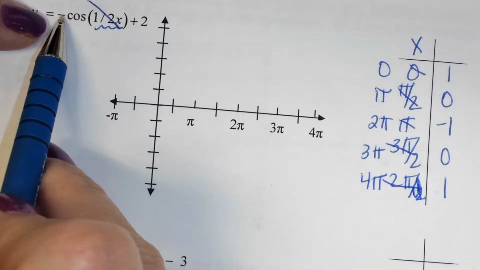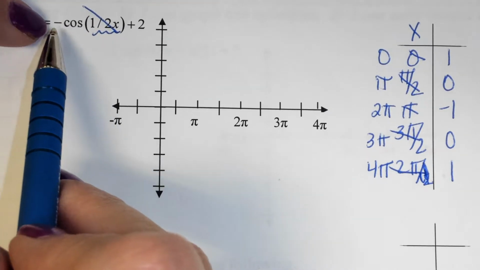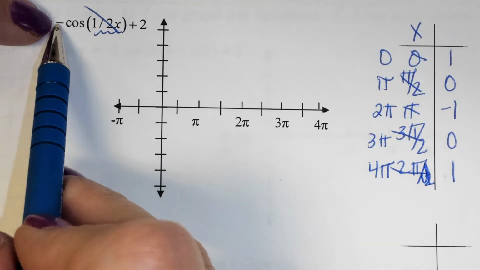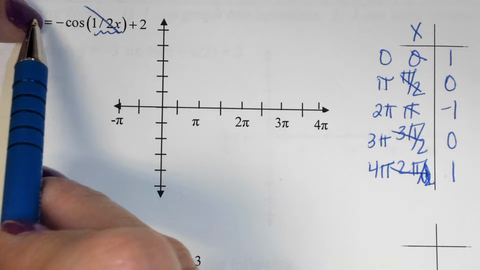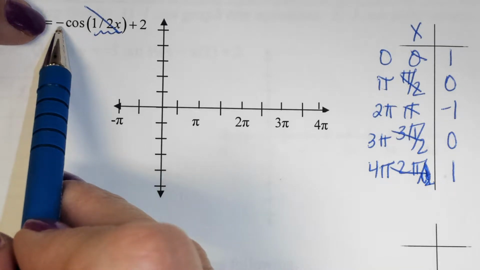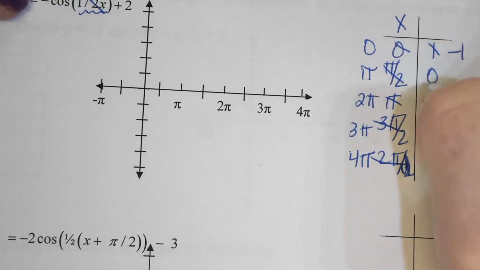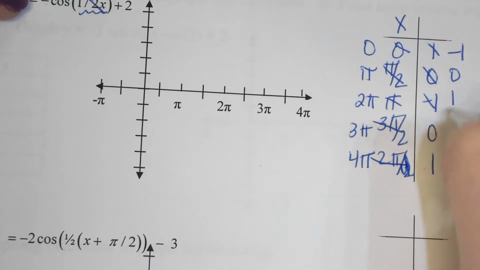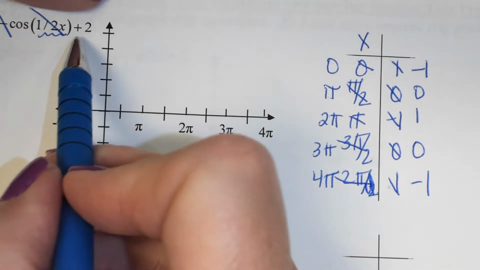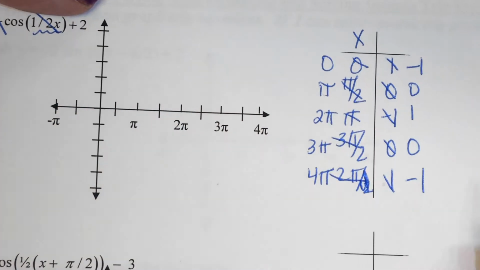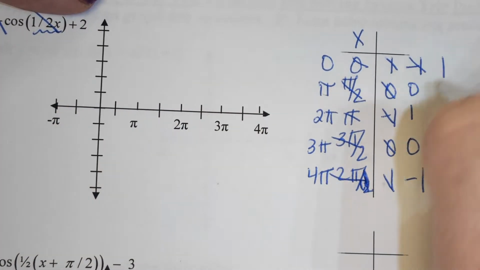Okay, what about, I've taken care of that. Now I need to look at this. I always want to use order of operations, so multiplication goes before addition. This affects my y's, so all of my y's are going to have to get multiplied by negative 1. So I've taken care of that negative. And now I want to take care of the plus 2. So I'm going to have to add 2 to all of my y values.